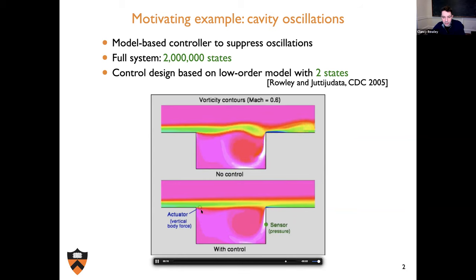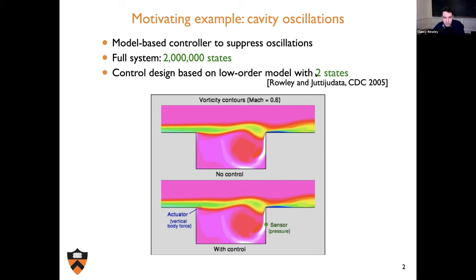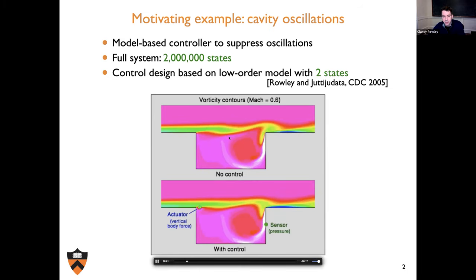So when you first see this, you might think, wow, that's amazing. 2 million states down to 2 states. How in the world is that possible, to get anything useful with only 2 states? But when you look at it a second time, you think, well, actually that's not so surprising at all, because when you look at the movie, the main feature you see is oscillation, right? This is flapping up and down.